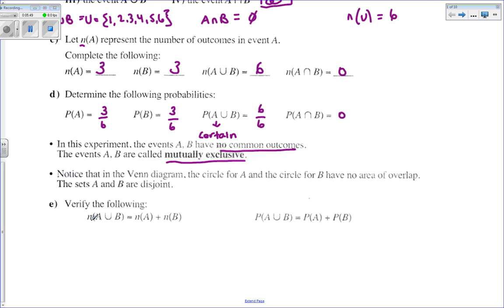We're going to look at whether these two expressions hold true. So the number of outcomes in A union B, which is 6, should be equal to the number of outcomes in A, which is 3, plus the number of outcomes in B, which is 3, and that equals 6. So that's true. The probability of the union, so A or B, is 6 out of 6. The probability of A is 3 out of 6. The probability of B is 3 out of 6, which gives a total of 6 out of 6. So this is true.